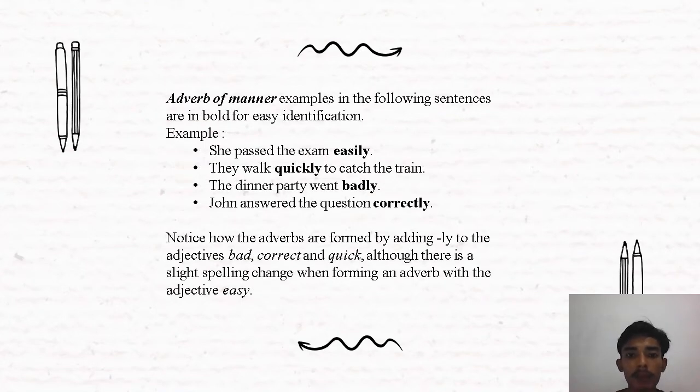Adverb of manner examples in the following sentences are in bold for easy identification. Example: She passed the exam easily. They walked quickly to catch the train. The dinner party went badly. John answered the question correctly. Notice how the adverbs are formed by adding "ly" to the adjectives bad, correct, and quick, although there is a slight spelling change when forming an adverb from the adjective easy.